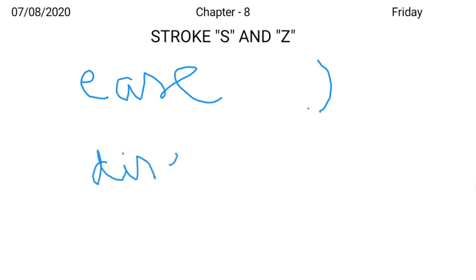Another example, ease, Z. Before Z there is a vowel, so you have to write stroke Z. Now we have to write the outline for disease. Disease is the derivative word. It is derived from the root word ease. In the root word ease, we have written stroke Z. That should be retained in the derivative word also. So you have to write D, circle, stroke Z for disease.